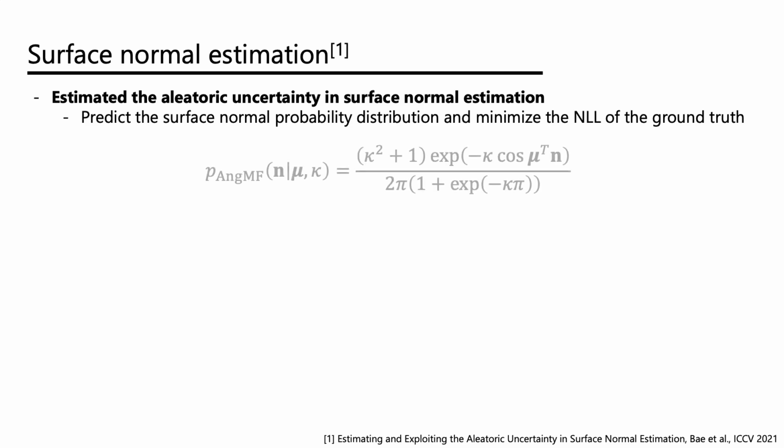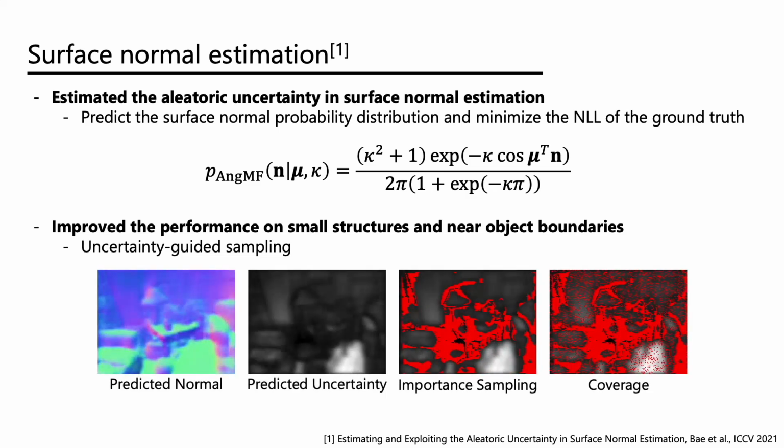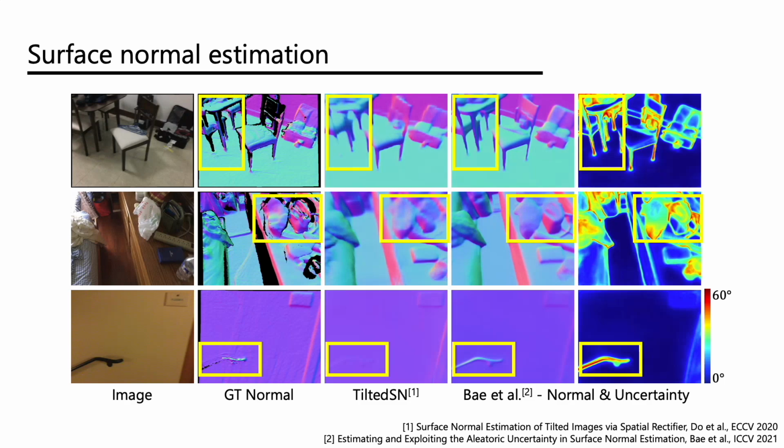We introduced a new parameterization for the distribution to make the training more robust against noisy ground truth. We then used the estimated uncertainty to improve the performance on small structures and near object boundaries. We achieved this by training pixel-wise refinement MLPs on a subset of pixels selected based on the uncertainty. As a result, we were able to estimate the shape of small, thin structures with complex geometry.